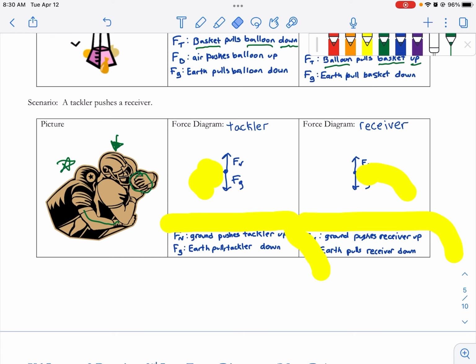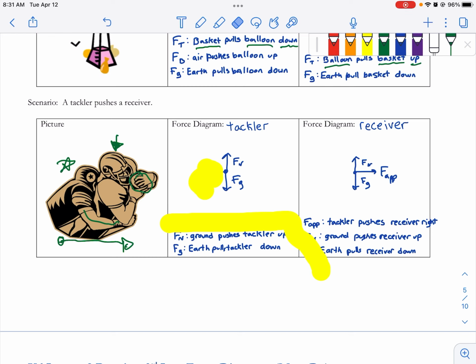Now, when the tackler pushes on the receiver, that's a force on the receiver. So that force is over here. The tackler pushes on the receiver, pushes him to the right, because you can see he's over here. Here, put him here. See how he's over here and he's going this way. So he's pushing the receiver to the right. That's an applied force. So the tackler pushes the receiver to the right.